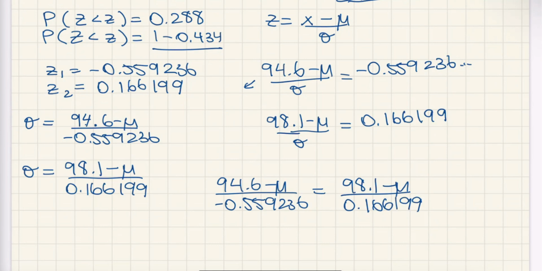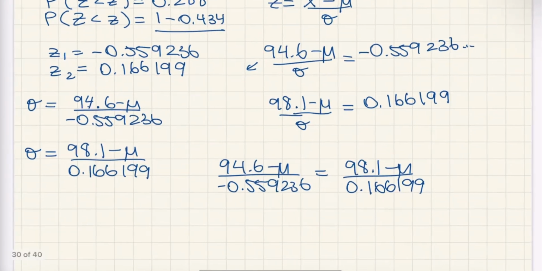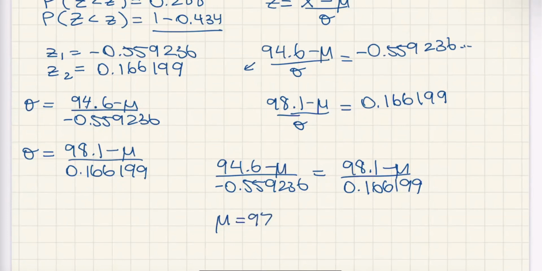If we solve for mu, we're going to end up with approximately 97.3. And then we're going to plug that value back into either here or into here, it doesn't matter which one, to figure out that the standard deviation is about 4.82.